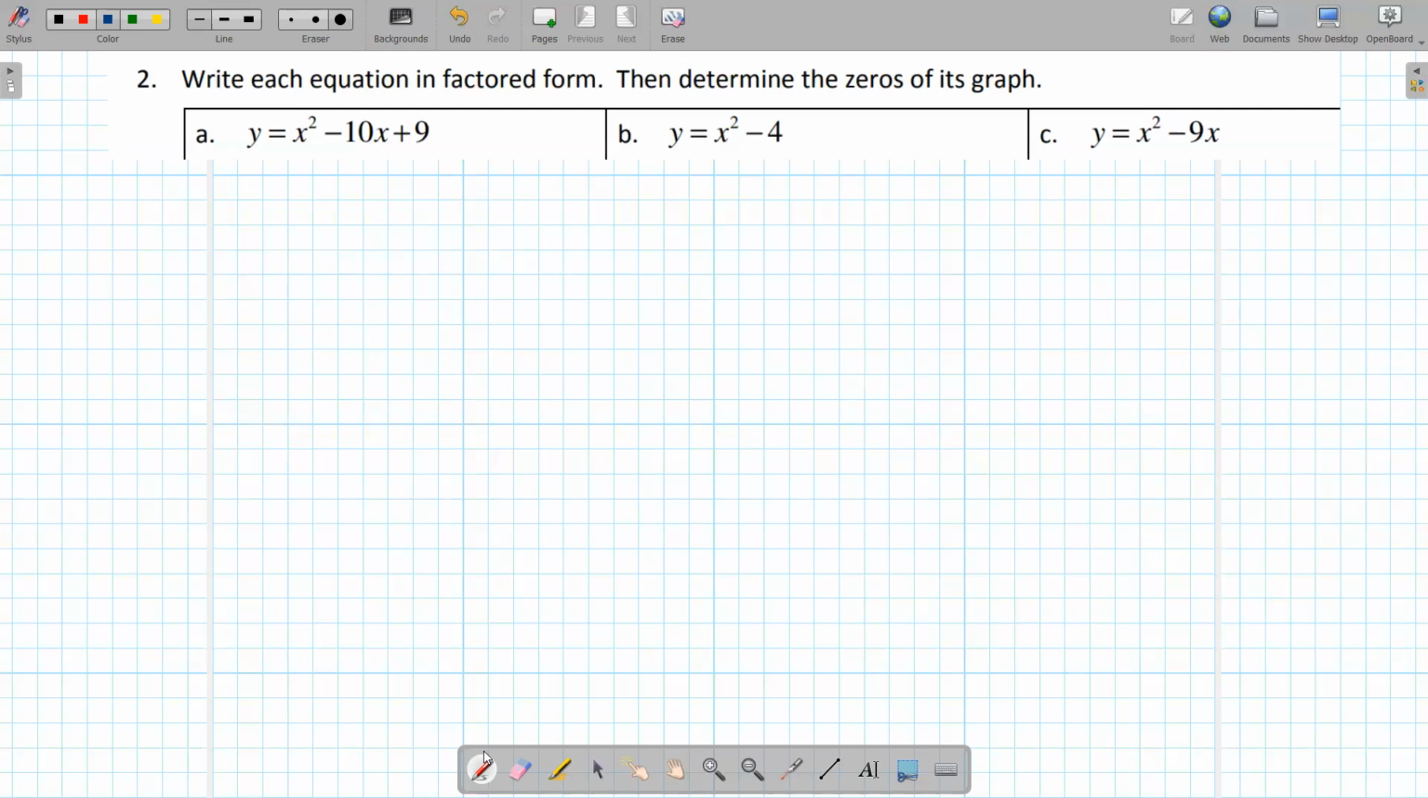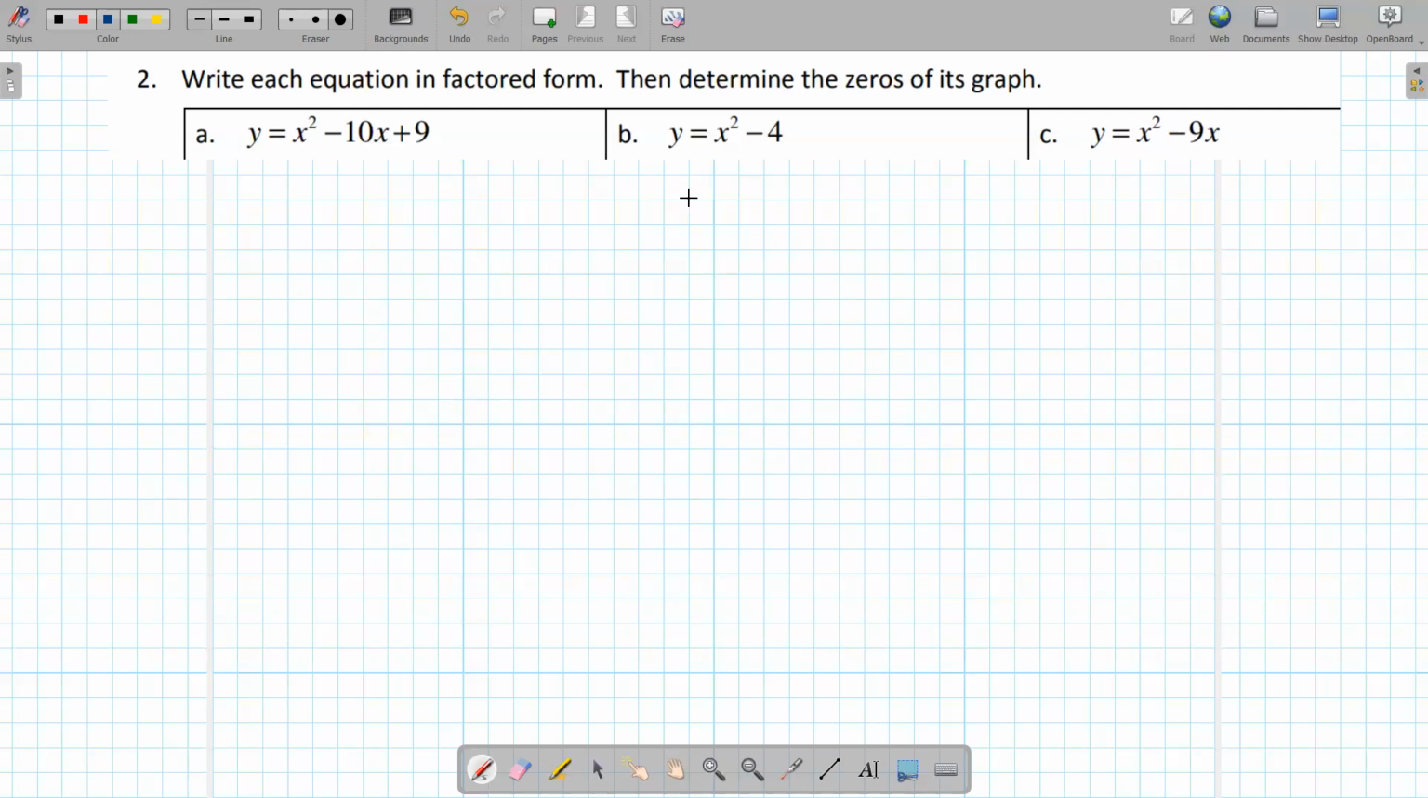How would you do the MAN thing for this one? No, you don't do MAN for this. MAN is strictly for 3 terms. It's for a trinomial. B and C are both difference of squares, because there's only 2 terms and there's a minus, and we can square root both of them.